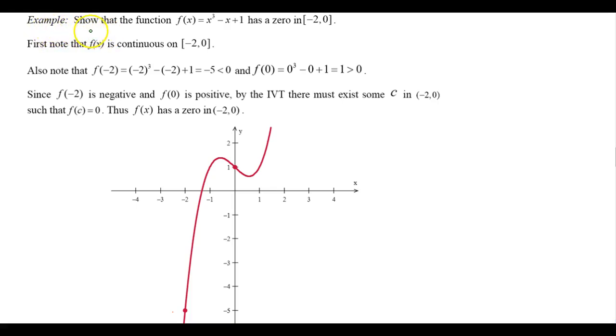In this first example, we want to show that the function f of x equals x cubed minus x plus 1 has a 0 in the closed interval from -2 to 0. So here we have this cubic polynomial x cubed minus x plus 1. And hopefully we know the general shape of a cubic graph. So here is this specific graph.